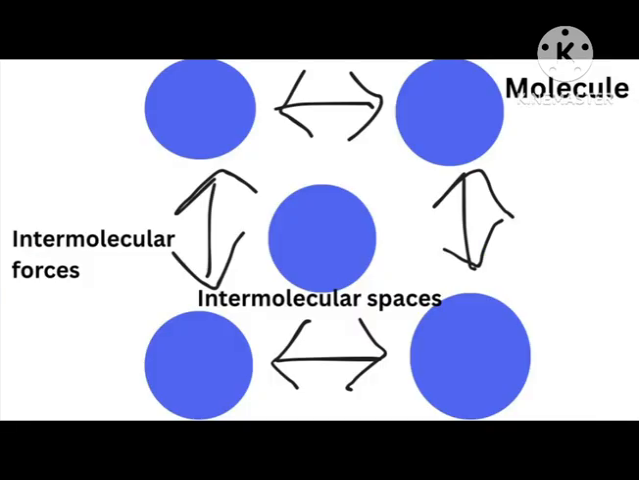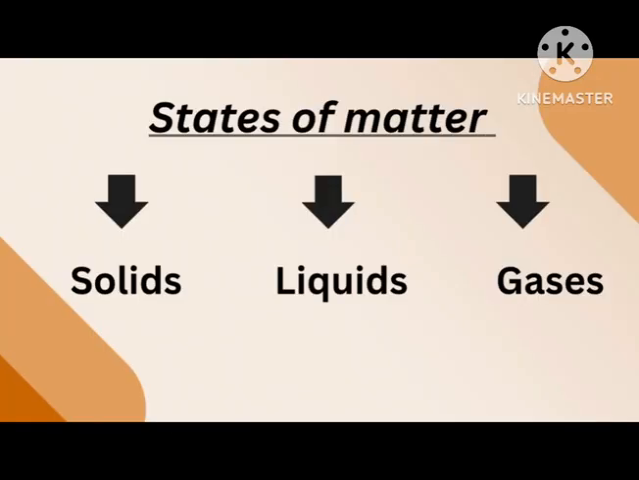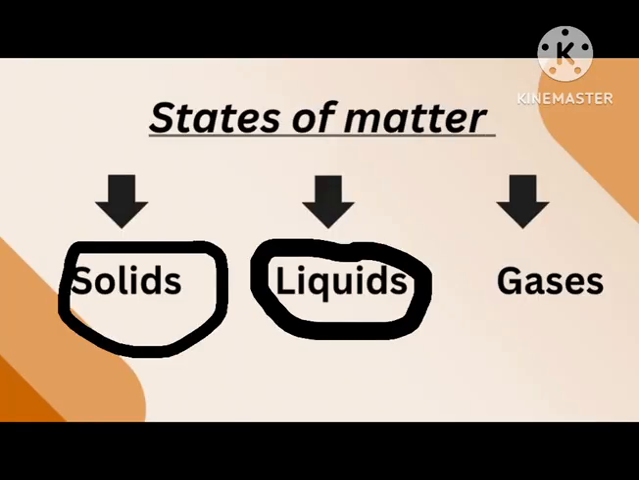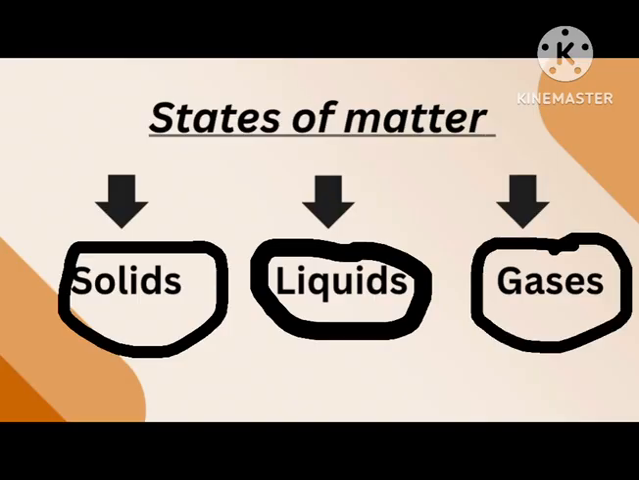Matter is made up of very tiny particles called molecules. The space between two molecules is called intermolecular space, and two molecules are held together by a force that we call intermolecular force. Matter exists in three states: solids, liquids, and gases. A substance can exist in different states because of the differences in the arrangement of the molecules.